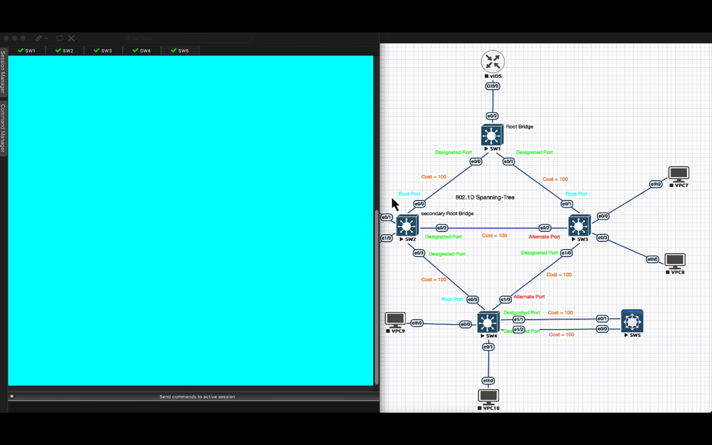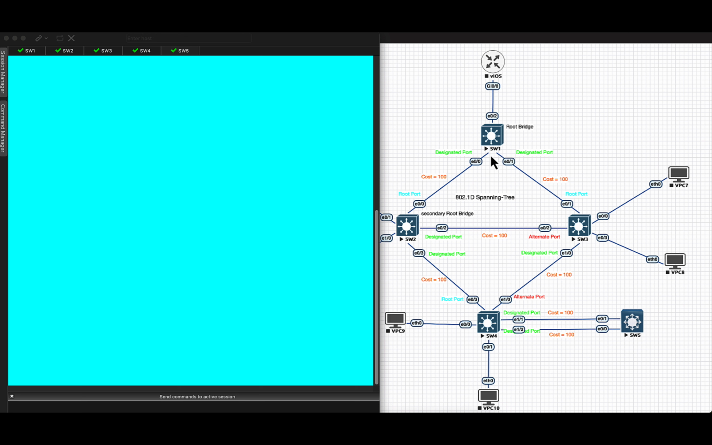Hi there. So this video is about Spanning Tree 802.1D. This is part 2. In this video, let's focus on the port role selections, the process of how a switch selects a root port, a designated port, or an alternate port.